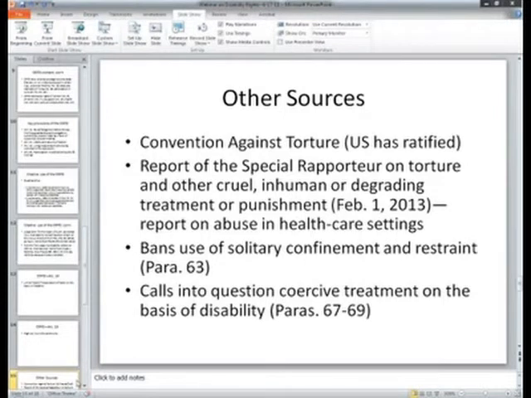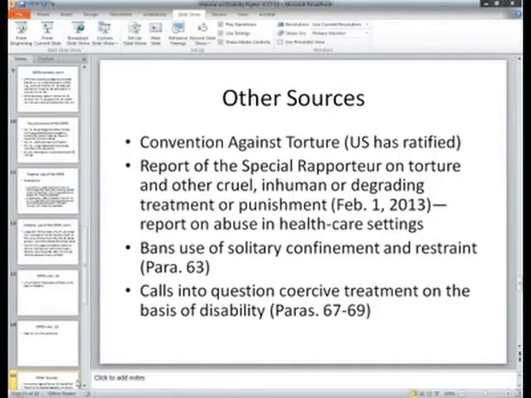Now, I've been spending a lot of time on the CRPD. I think it's probably where most of the action is, but you should know there are other sources of human rights law that could be useful to you. One is the U.S. has actually ratified the Convention Against Torture. As it happens, the dean of my law school, Claudio Grossman, is the chair of the UN Committee Against Torture, so presides over those proceedings.